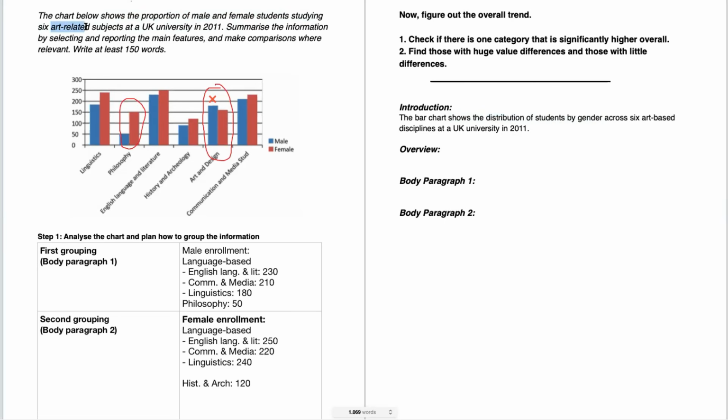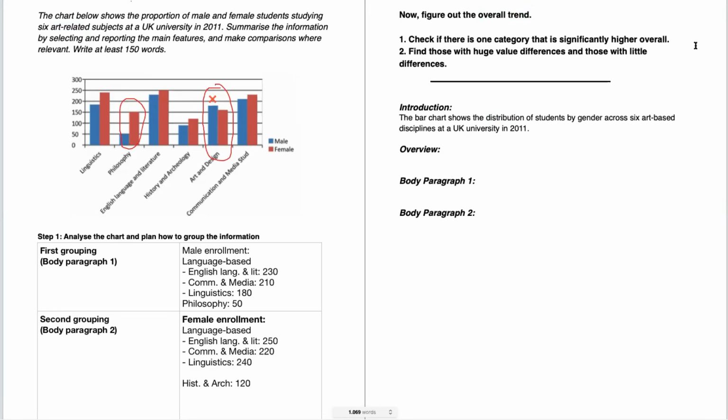So I don't want to change art because I know that it is art-based. It's just a different way to say art-related, but I do want to include that detail. And instead of subjects, I have disciplines. Of course, I've kept the fact that it is a UK university, and I have kept the date as well. So that is your first sentence. It just really introduces things on a professional level and does not introduce anything strange or creative. Now, for the overview, remember, we're going to write the overall trend, which is what we have just looked at.